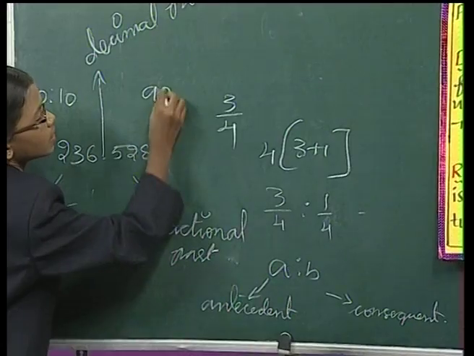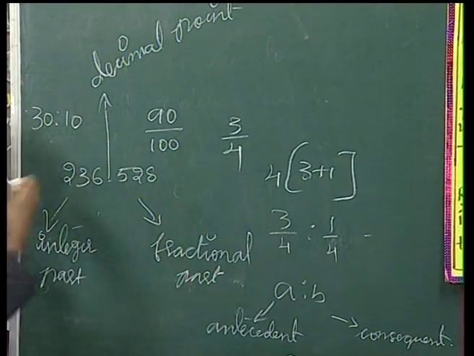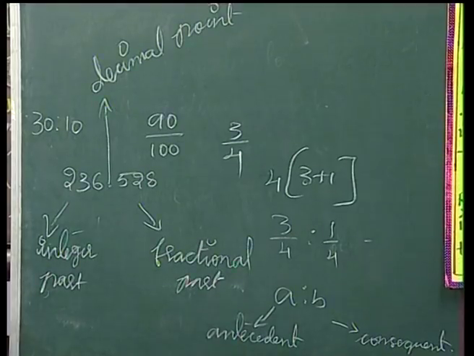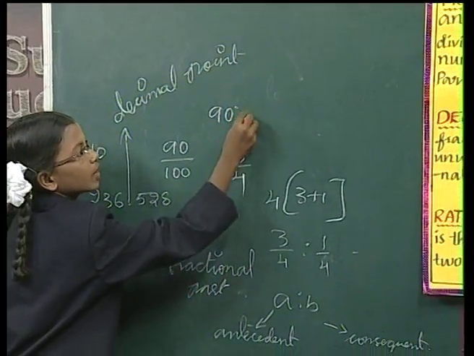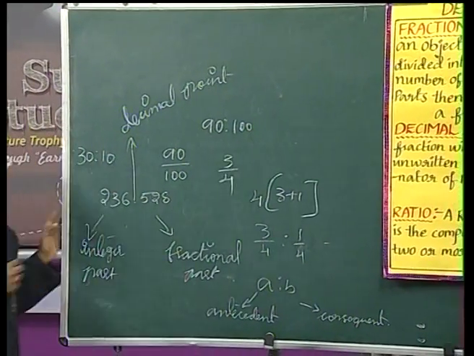Friends, one more example. In our maths exam, I scored 90 marks out of 100. That means 90 is to 100. Friends, this is also one fraction. How to compare this? Yes, 90 is to 100. This is how to compare a fraction into a ratio.